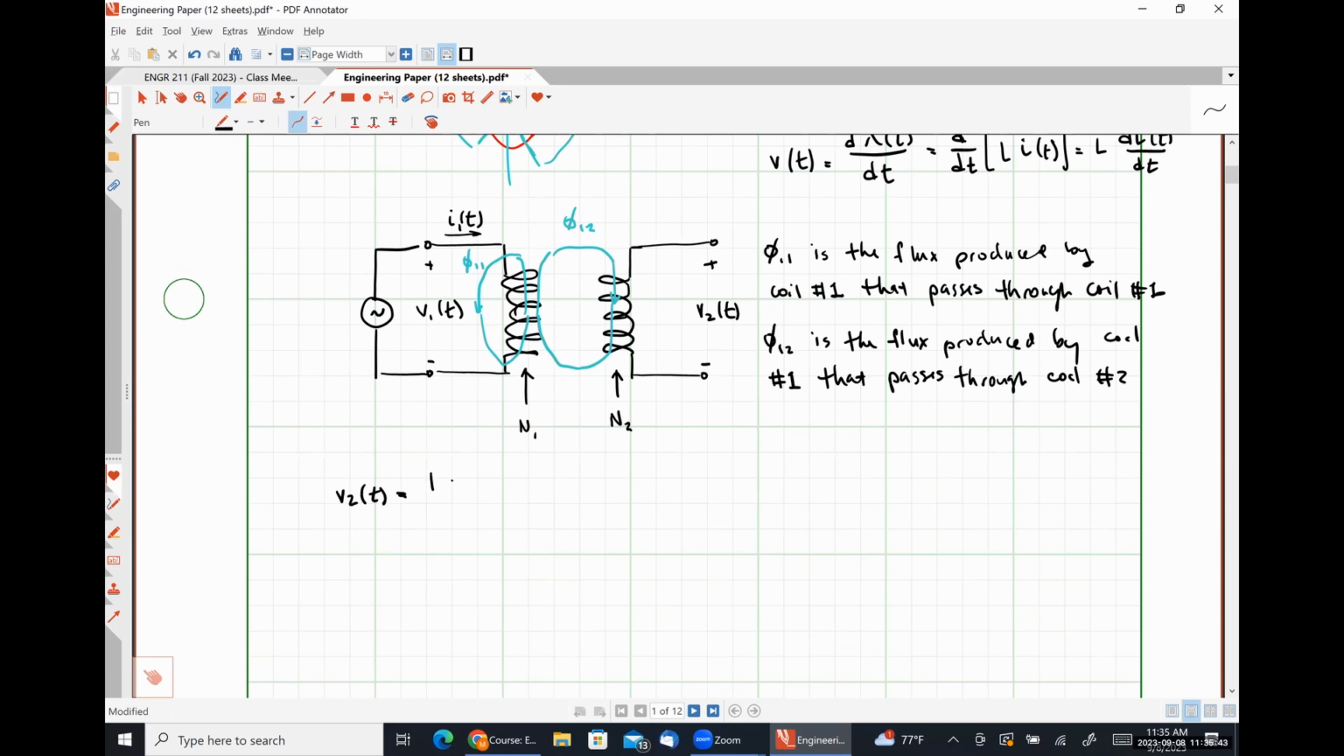V2 is the derivative of the flux linkage of coil 2 with respect to time, where flux linkage is simply the number of turns times the flux, right? So that means that we're going to have the derivative with respect to time of N2 times phi 1, 2.